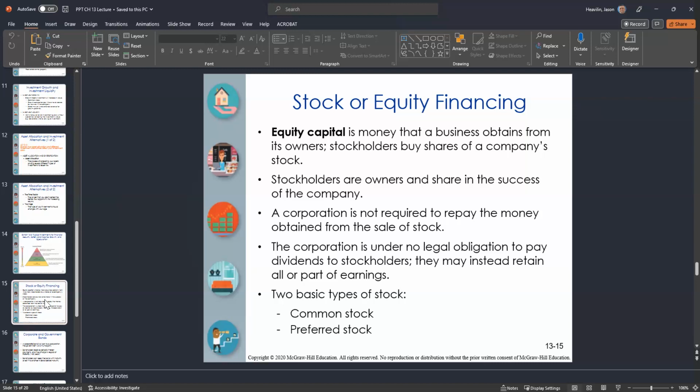Two basic types of stock: common stock and preferred stock. Common stock is what you typically hear out there. Preferred stock is typically offered privately, and the company picks who gets to buy it.